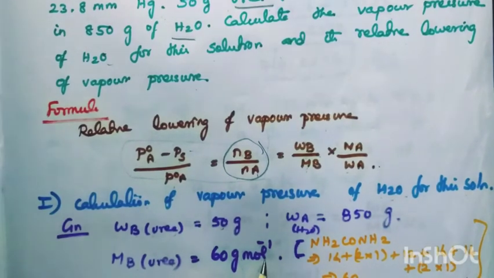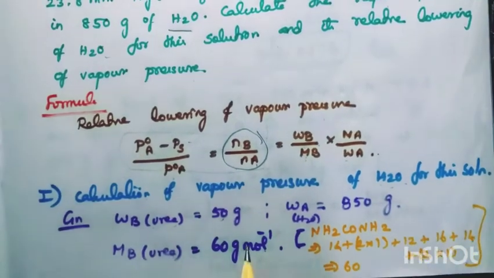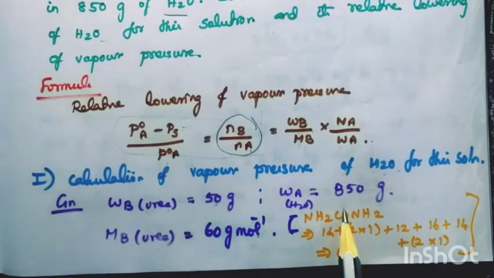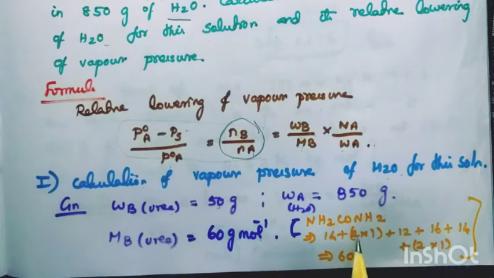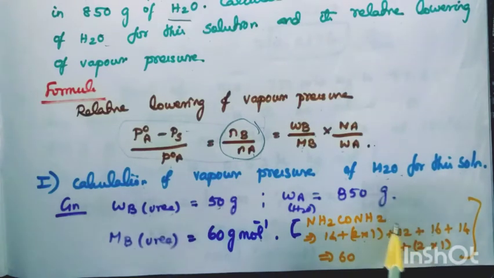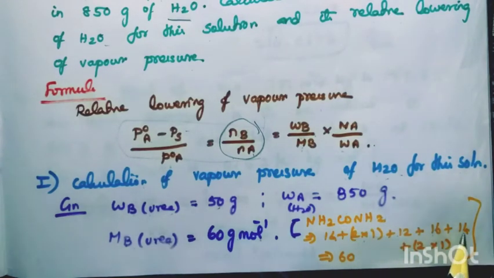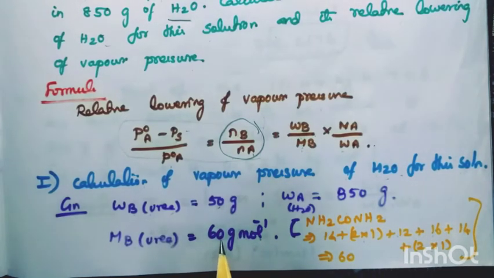How will you calculate this? What is the formula for urea? NH2CONH2. Nitrogen 14 into 2, hydrogen 2 into 1, carbon 1 into 12, oxygen 1 into 16. While adding all these we get 60. So the molar mass of urea is 60.